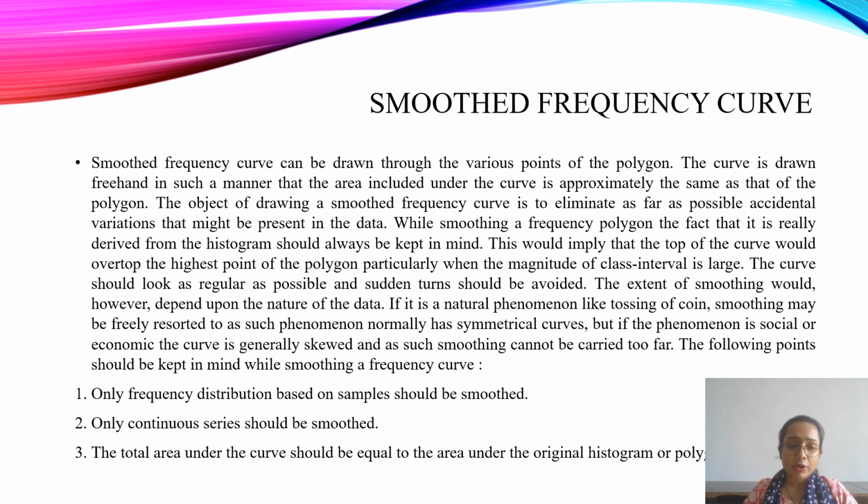The following points should be kept in mind while smoothing a frequency curve. Only frequency distributions based on samples should be smoothed. Only continuous series should be smoothed. The total area under the curve should be equal to the area under the original histogram or polygon.